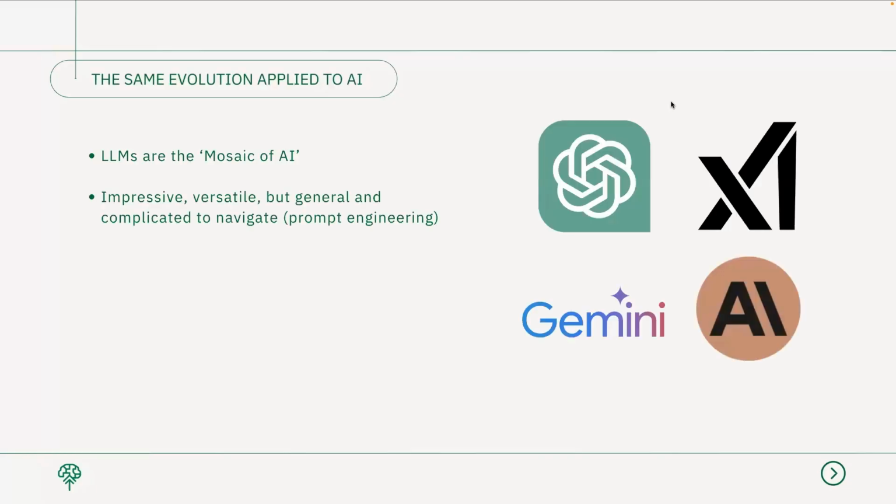So how can we apply that same evolution to AI, and what is that going to look like? The general LLMs that are out there today, whether it's Grok, ChatGPT, Anthropic, Gemini, all these different models, those are the Mosaic of AI.